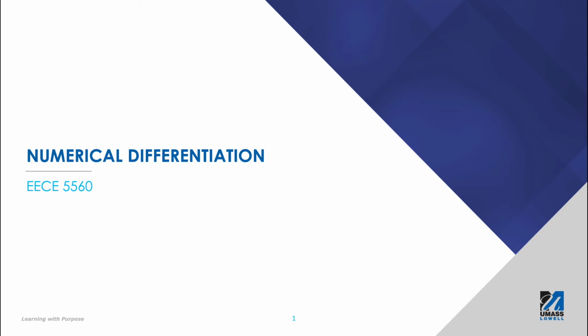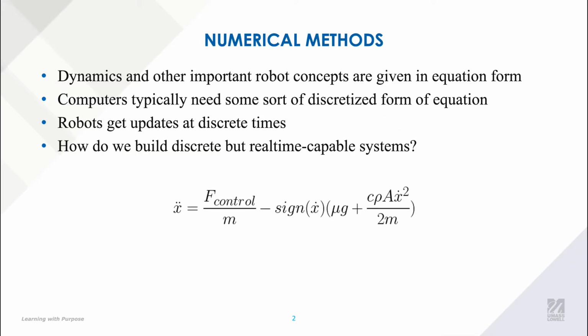In this video, we're going to talk about how to do derivatives on your robot. Dynamics and other important robot concepts are often given to us in some sort of an equation form. And this is usually continuous space, has derivatives, has integrals in it, that sort of thing. Computers, on the other hand, usually need some sort of discretized input, so discretized form of the equation.